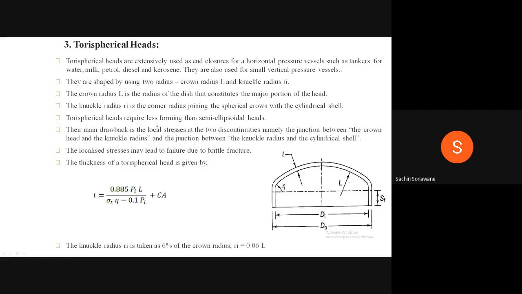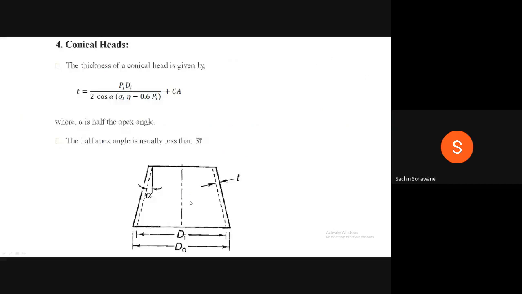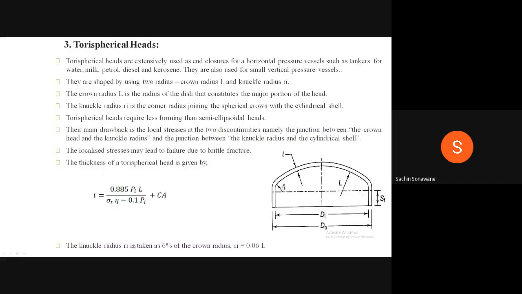Torispherical heads require less forming than semi-ellipsoidal heads. Their main drawback is the local stresses at the two discontinuities, namely the junction between the crown head and the knuckle radius, and the junction between the knuckle radius and the cylindrical shell. The localized stresses may lead to failure due to brittle fracture. The thickness of a torispherical head is given by t = 0.885 pi L / (sigma t eta - 0.1 pi) + Ca. The knuckle radius Ri is taken as 6% of the crown radius. Therefore, Ri is equal to 0.06 L.